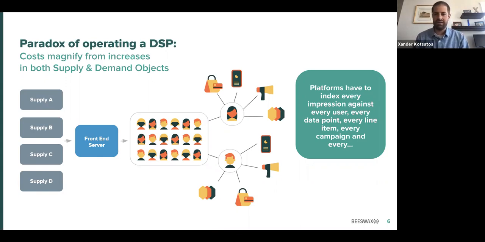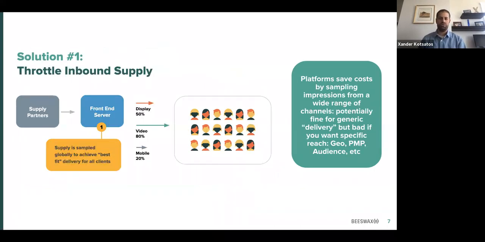On the supply side, you have tons of different SSPs or exchanges, and they're all sending a bunch of auctions every second to some sort of front end that receives them. And then there's a whole bunch of users on the back end, right? That might be the graph of the DSP or customer users, and all those users have all these different data points around them, right? Past purchase behavior, ads they've seen, et cetera. But this platform has to index every single supply object with every single demand object. And when you index every impression against every user, against every data point, that starts to get really, really expensive. And so most DSPs try to deal with this by throttling their inbound supply.